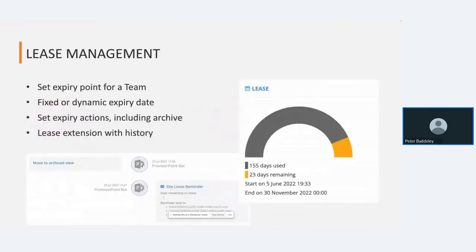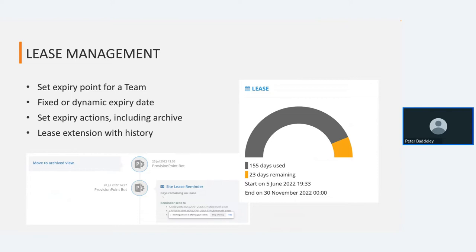There's 2 key areas I'm going to show you today. First of all is the lease management. This allows us to set an expiry point for our team. Now, this can be driven by different factors. It might be that we have that requirement for 1 year, 90 days, 5 years expiry point for all of our teams. It might be dynamic based on a project date or another piece of information relevant to that team.